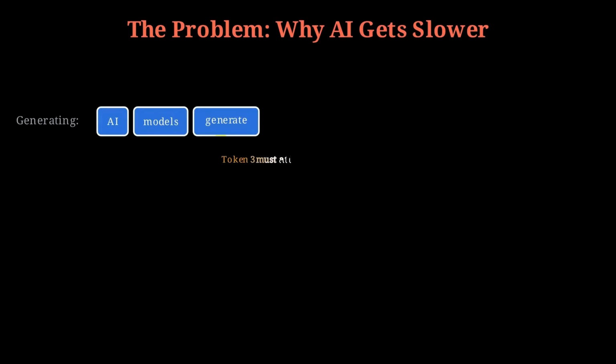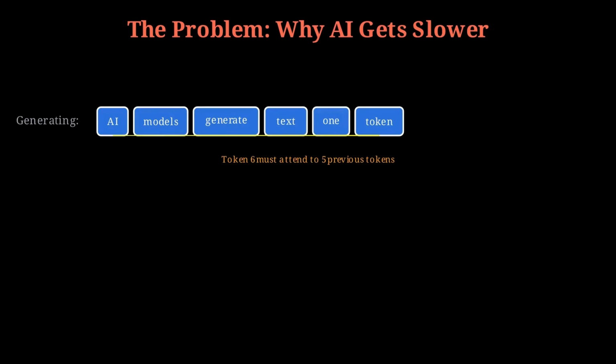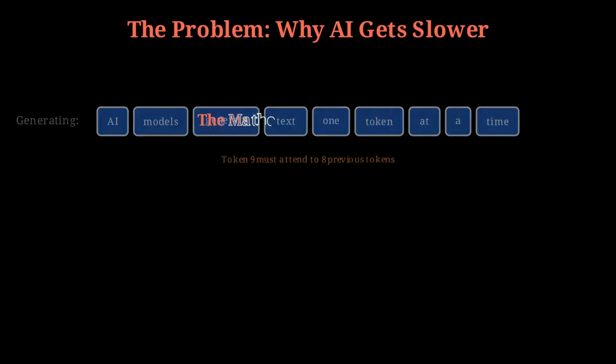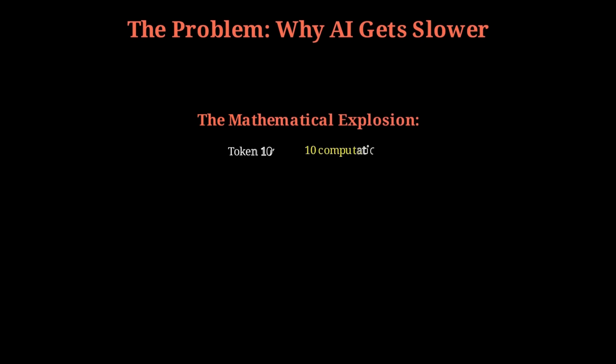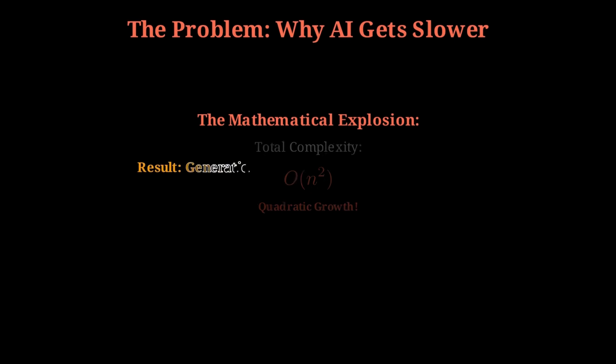First, let's understand the problem. AI models generate text one token at a time. Here's what happens. Each new token must attend to every single previous token. Token 3 attends to 2 previous tokens. Token 10 needs 10 computations. Token 1000 needs 1000 computations. This means quadratic growth, and it's big O of n squared. Result: generation slows down with every new token.